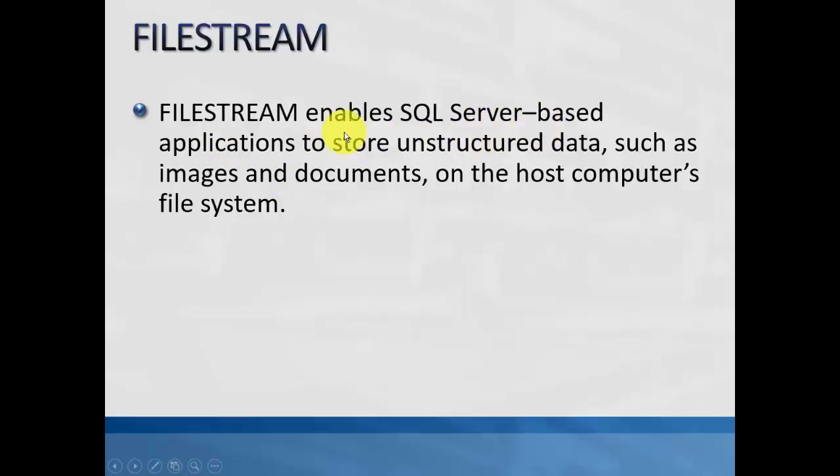FileStream enables SQL Server based applications to store unstructured data such as images. There are two uses of FileStream. One is that from within SQL, if you want to save any data, you can use the Windows file system to secure or save that data. So administrators can use the FileStream feature to place the data on a remote drive, remote disk, a SAN drive, or any remote storage, right? So there's one use for administrators, that from within SQL you can save data to some C drive, D drive, or any Windows file system.